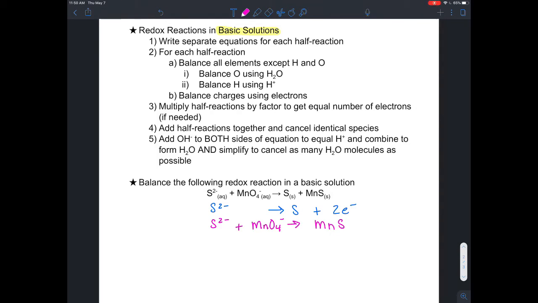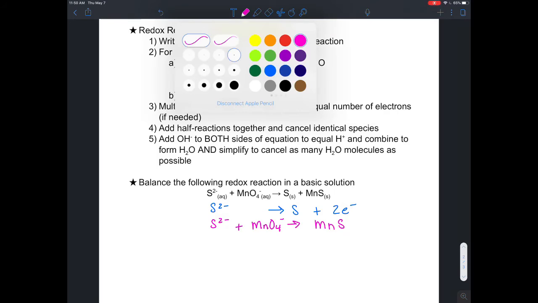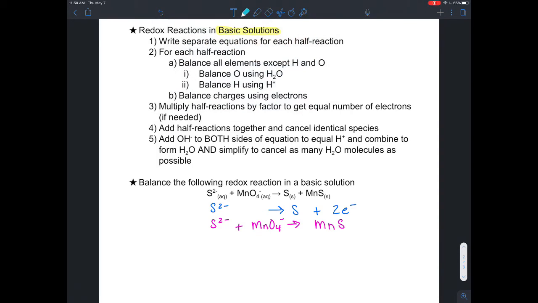We see in this second one, we have 4 oxygens. So let's go ahead and add in our H2Os to the other side. So we're going to have 4 H2O. And then we're going to have to balance those H's, so we're going to have plus 8 H plus. Now remember, that makes that an acidic solution, so we're going to have to do some other stuff here to make sure that we don't have an acidic solution.